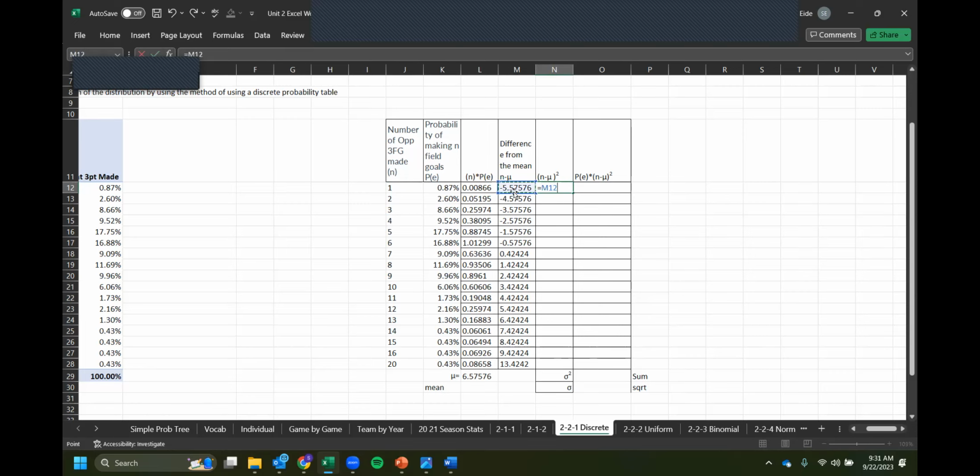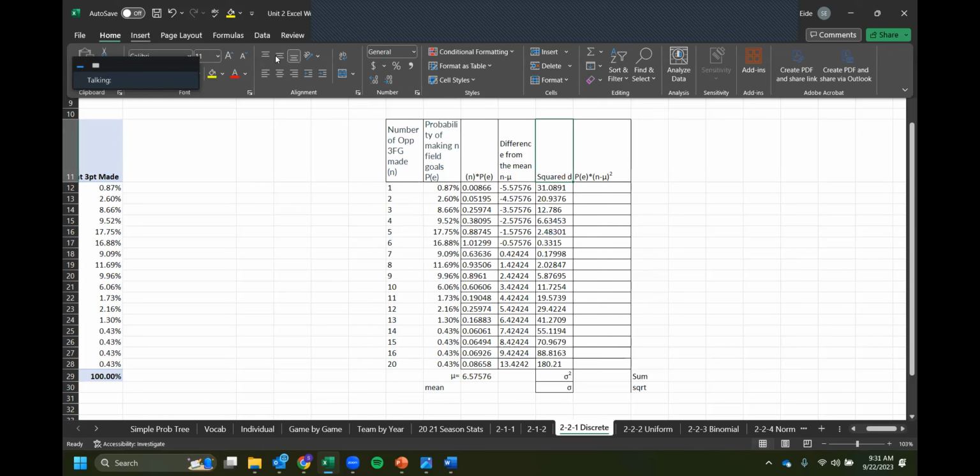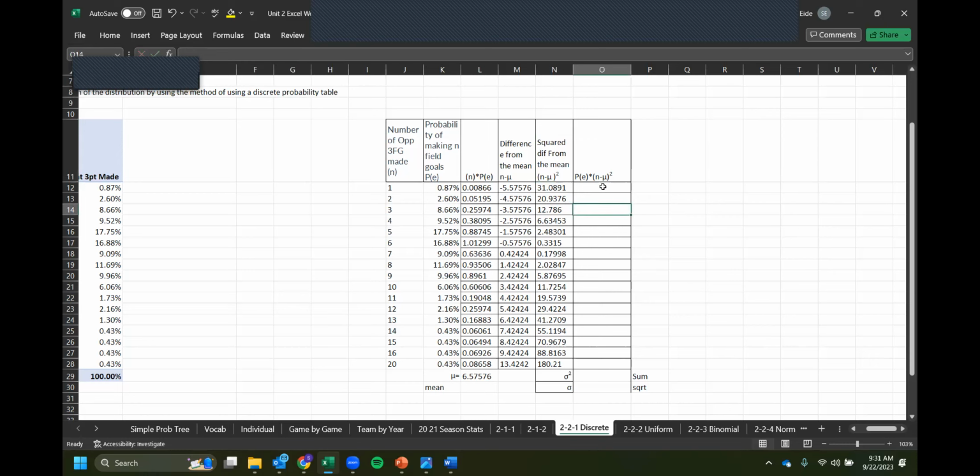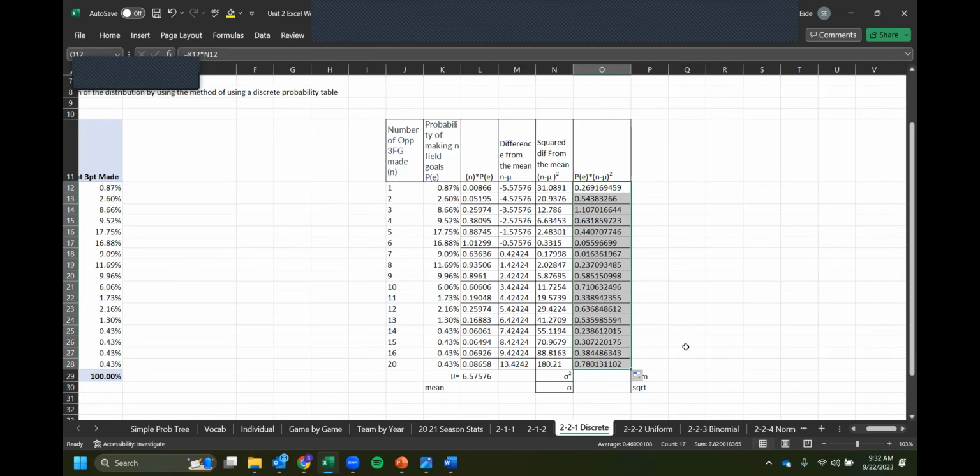So equals, upwards caret, square. Okay. Then we're going to drag it down. And so now we have the squared diff from the mean. Okay. So we've got the squared difference from the mean, and then after that equals the probability multiplied by the squared difference from the mean. Okay, y'all seeing how it just follows these steps? Y'all are like, yeah, I thought I was done with algebra. And then you just drag it down.